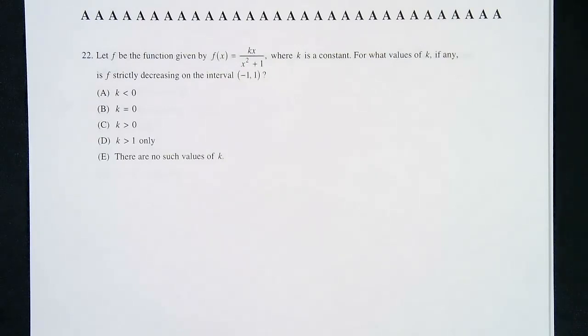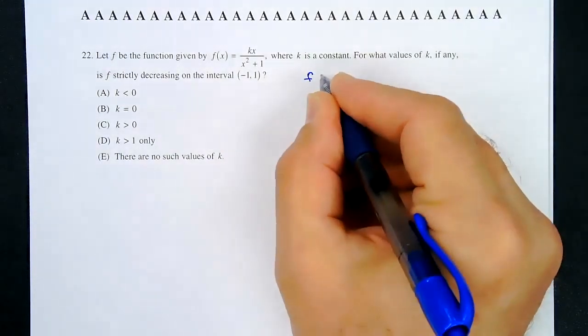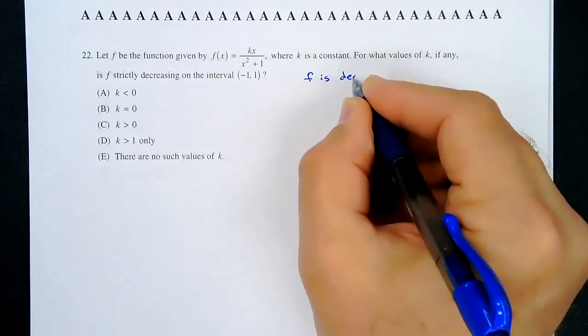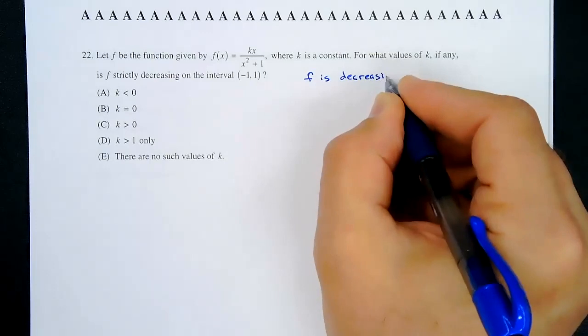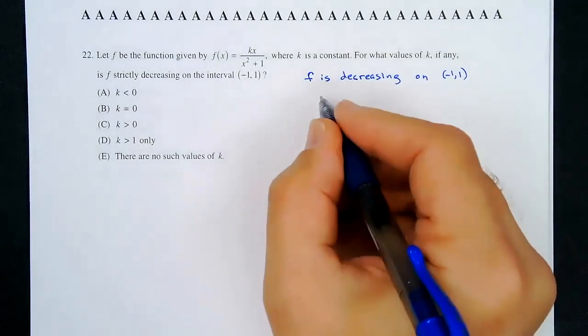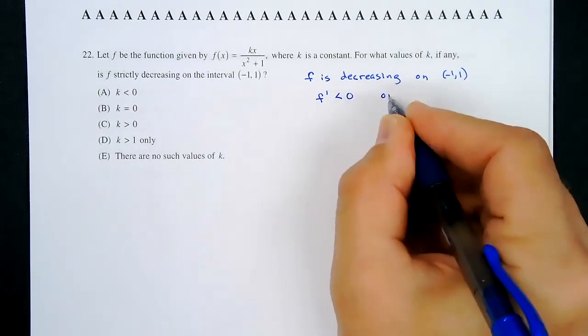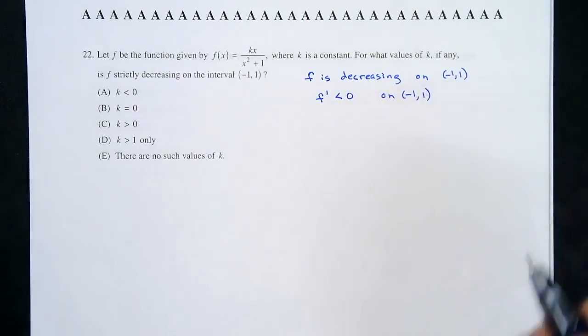So we want f to be decreasing on this interval -1 to 1. So that would mean for f to be decreasing on that interval, the first derivative would need to be negative. Okay, so f is decreasing on this -1 to 1, right? We want it to be decreasing. That would mean f prime would have to be less than 0 on this interval -1 to 1.